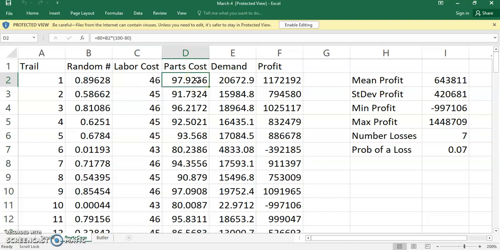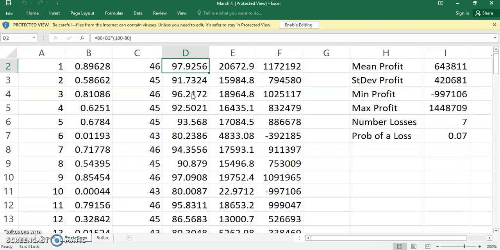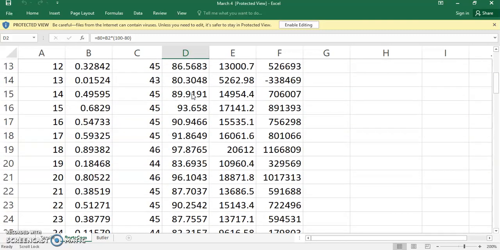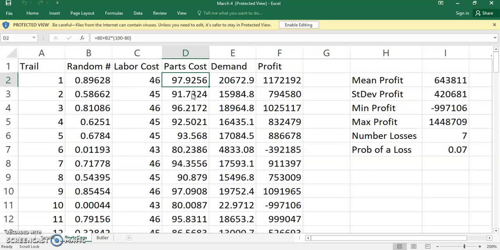Then my parts cost, remember that was uniformly distributed 80 to 100, like the same probability for anything 80 to 100. So the formula I used was 80, and then plus the random number from B times the difference between the two. And this is going to give me numbers that are between 80 and 100. Every number has equal probability.